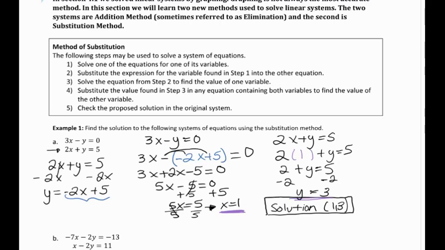Let's go ahead and check the solution. So check. How do we check our solution? We plug it into both equations. So we have 3 times x, which is 1, minus y, which is 3, equal to 0. 3 minus 3 equal to 0. 0 equal to 0. Yes. Let's check the second equation. We have 2 times 1 plus 3 equals 5. 2 plus 3 equal to 5. 5 equals 5. Yes. So our solution is correct.